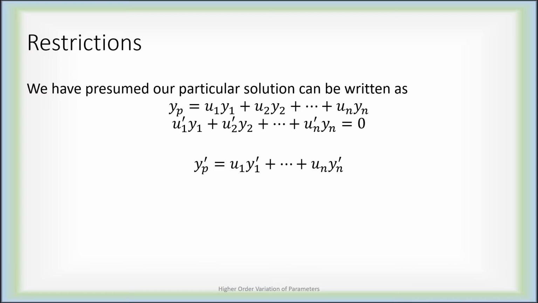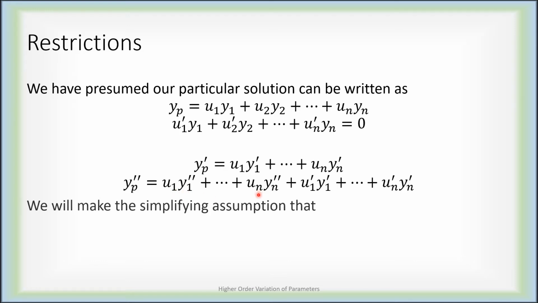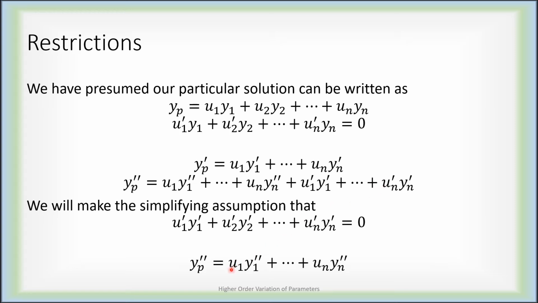So we've made this simplifying assumption that yp prime is actually just given by u1 y1 prime plus u2 y2 prime and so forth. If I take a second derivative, well then the product rule, again, I'm going to get u1 y1 double prime plus u1 prime y1 prime, and I'm collecting all of the terms where I have one derivative of each term here, but all the terms where the ui are unaffected and the y's have had derivatives taken twice, I'm collecting here. We're going to make another simplifying assumption that all of these add up to 0. Well, if all of these add up to 0, then yp double prime can be given just by these terms here.